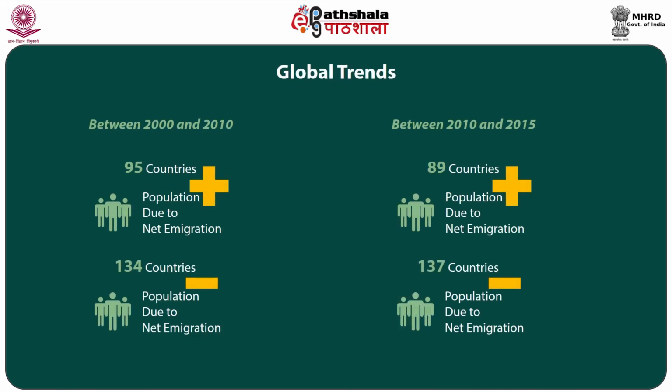Between 2000 and 2010, among the 232 countries comprising the total population of the world, 95 gained population from net immigration, while 134 countries lost population due to net emigration. By the period 2010 to 2015, the number of countries or areas gaining population due to positive net migration reduced to 89, while the number of countries or areas losing population due to negative net migration increased to 137.